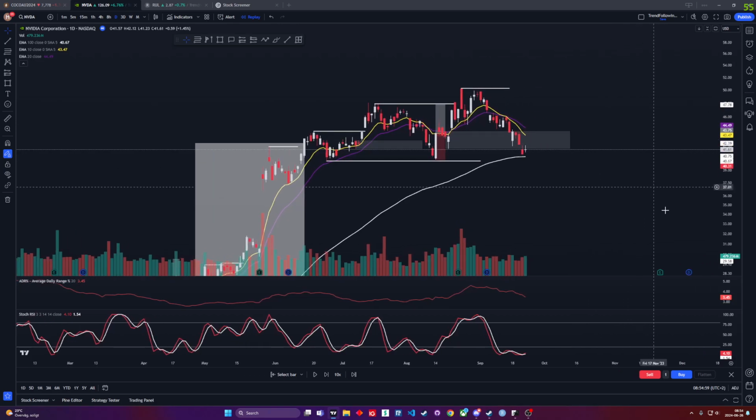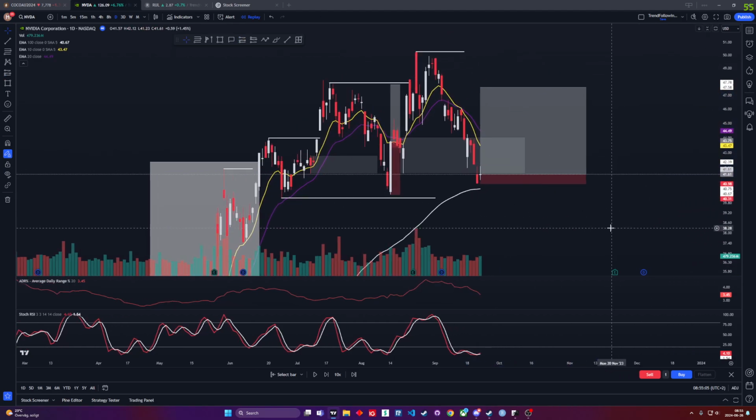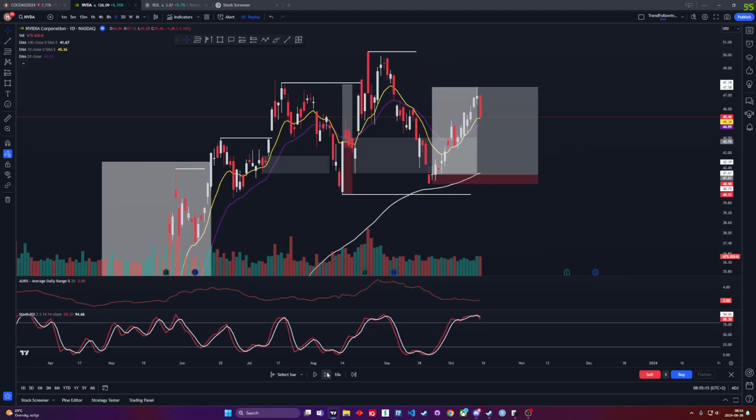And there's our stochastic cross. That's a very tight stop loss, but it is a valid trade setup. So we take it. And yeah, this might just be the home run.